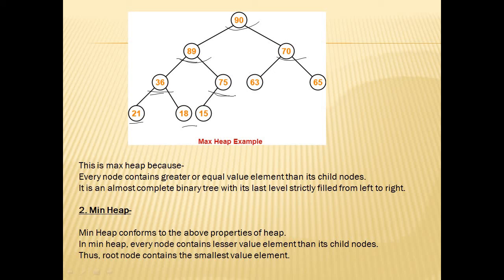Next we consider 70. The children are 63 and 65, so both are less than the root element. So it is a heap tree, and we call it a max heap also.